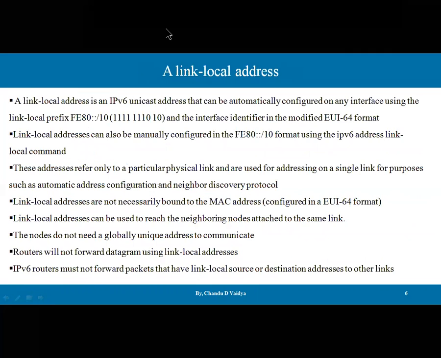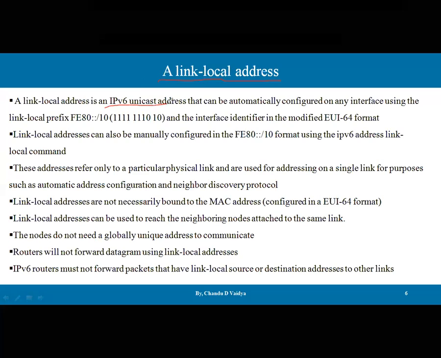Then there is one concept, the link local address. Okay, so what do we mean by link local address? The link local address is an IP version 6 unicast address that can be automatically configured on any interface using the link local prefix, and the prefix is FE80::/10. The interface identifier is modified, and the EUI-64 format is going to be used. We have a process to calculate this 64-bit EUI address. We are going to demonstrate it in the next slide.